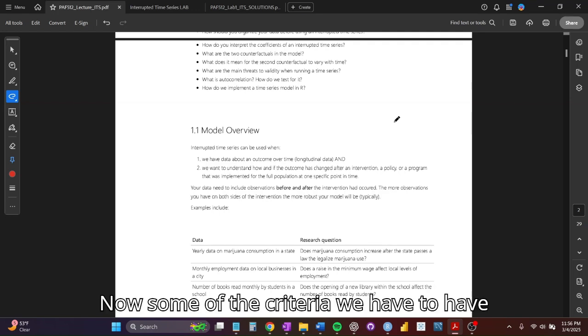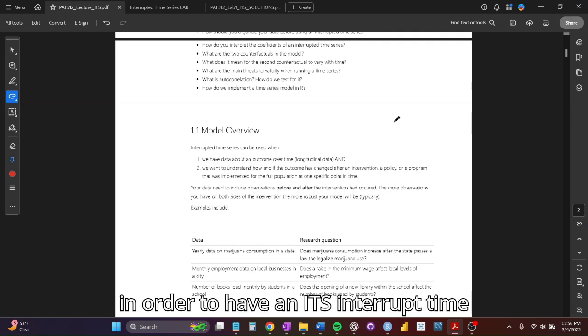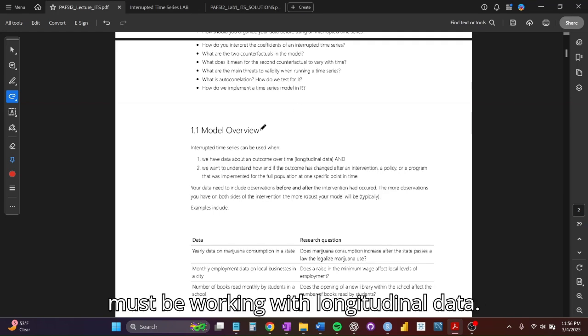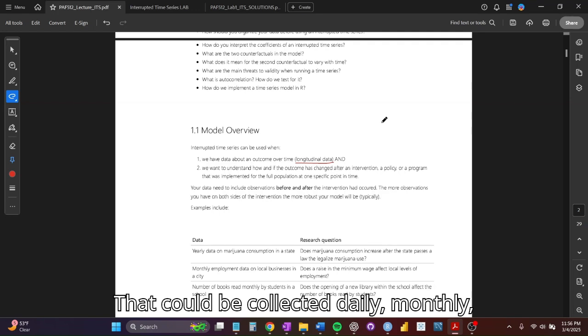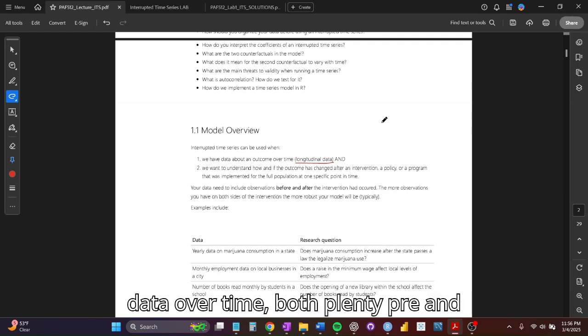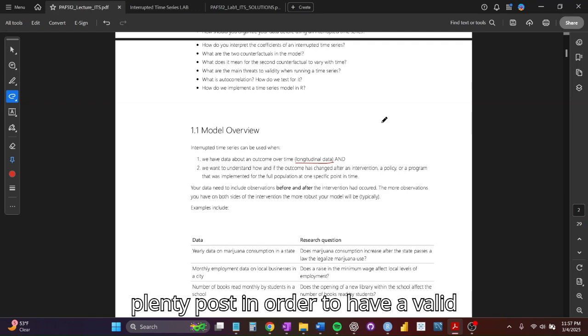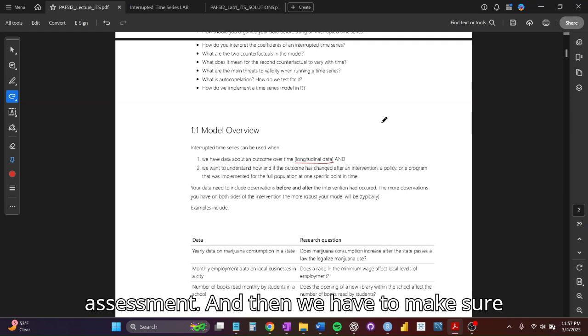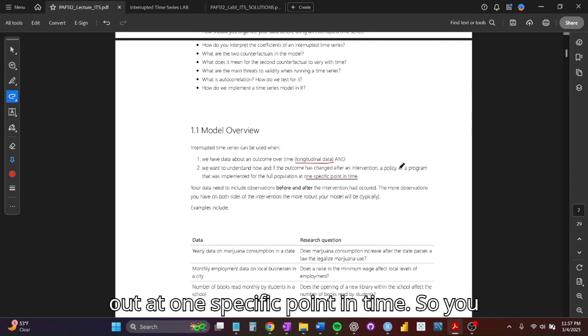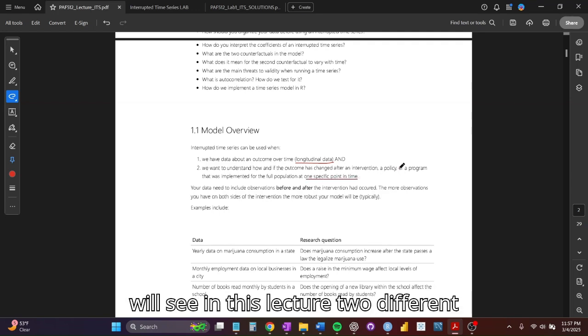Now, some of the criteria we have to have in order for an ITS, interrupted time series, to be applicable or appropriate is we must be working with longitudinal data that can be collected daily, monthly, yearly, whatever interval. We just need data over time, both plenty pre and plenty post, in order to have a valid assessment. And then we have to make sure that our intervention did get rolled out at one specific point in time.